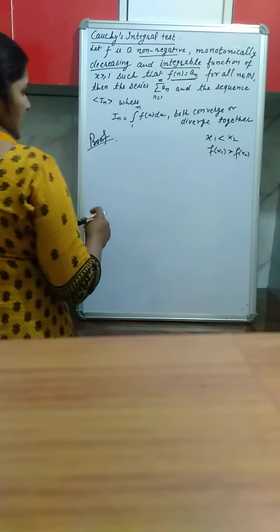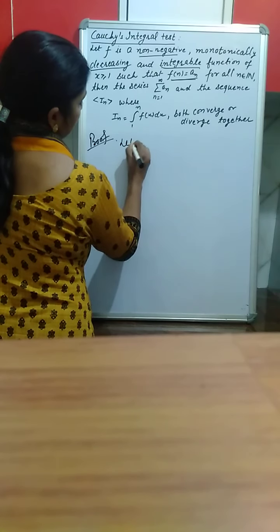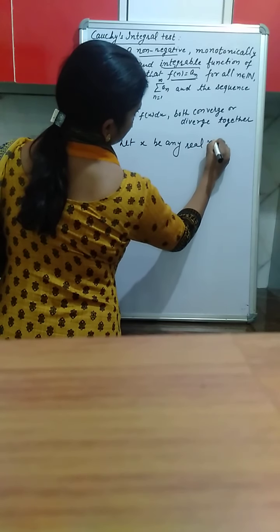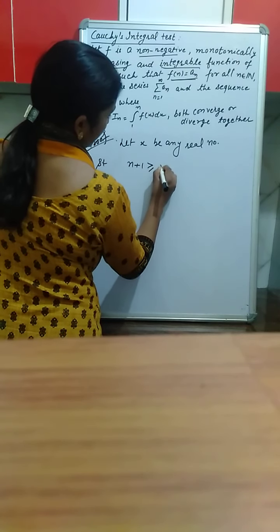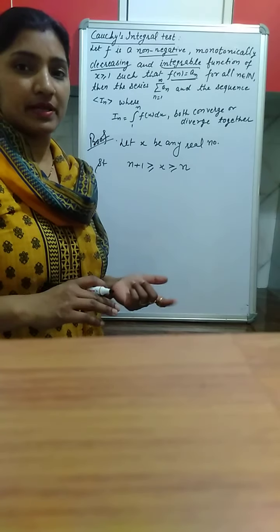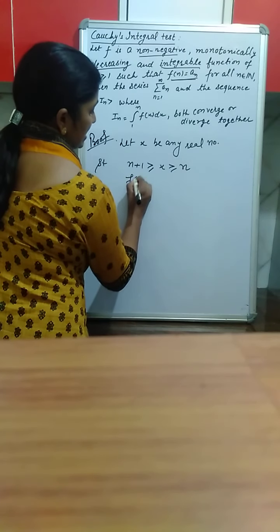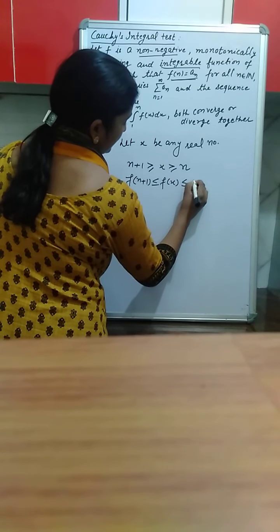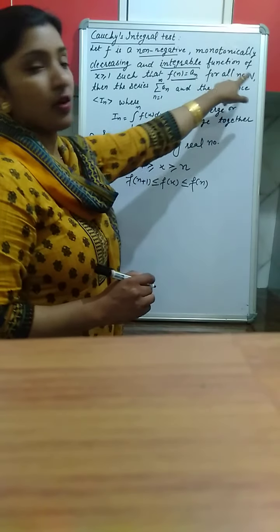First, suppose we have any real number. Let x be any real number such that n plus 1 is greater than or equal to x, which is greater than or equal to n, meaning any number lying between n and n plus 1. As f is monotonically decreasing, the values get reversed. That means f(n+1) is less than or equal to f(x), and this is less than or equal to f(n), right? And what is f(n)? f(n) is a_n for all n belonging to N.